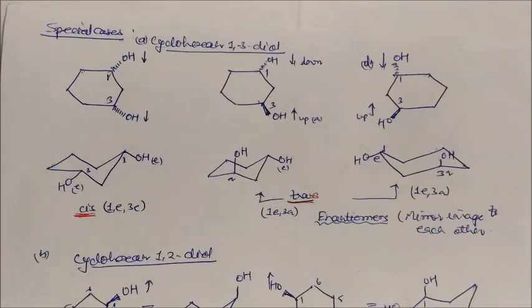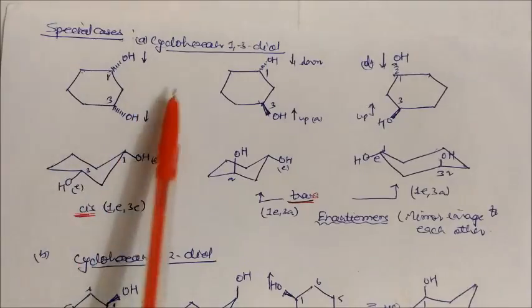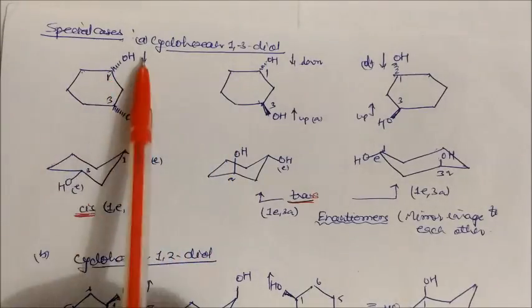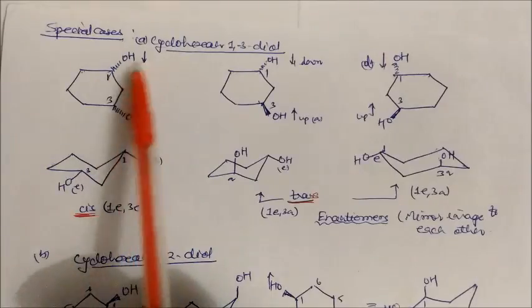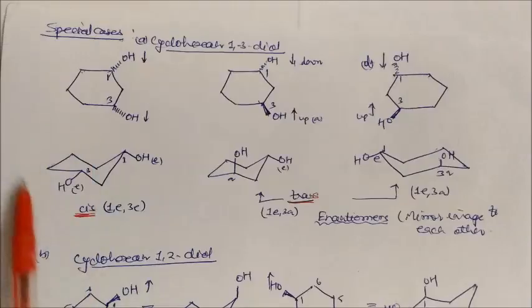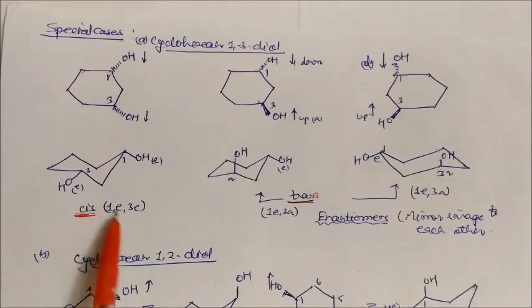Now let us see some special cases of cyclohexane. So this is the example of cyclohexane 1,3-diol. You can see this is the 1 carbon, 3 1,3-diol. This is down, this is down, and we can write this in the chair form. You can see both are 1e and 3e. Cis 1,3, this is cis form.